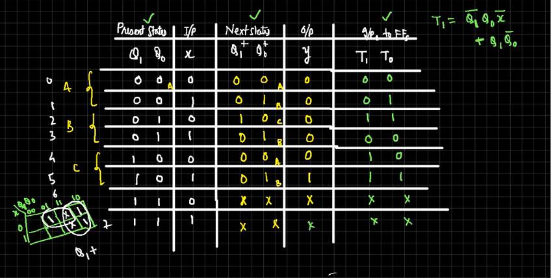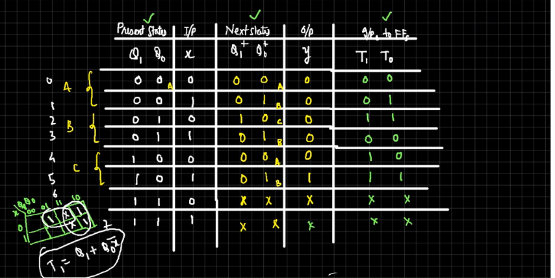Tell me other expressions. Tell me for T0. What is it for T0? Q0 plus Q1x. Is that okay? Did everyone get it? No. I have to solve everything myself. Shame on you. Everyone should get an output. This is x. Q1 and Q0.